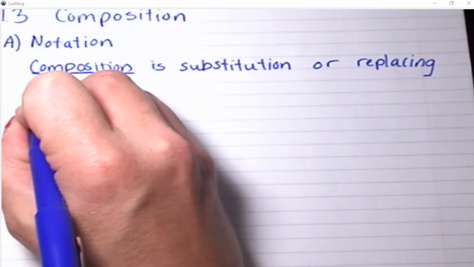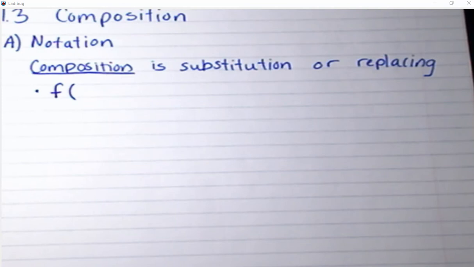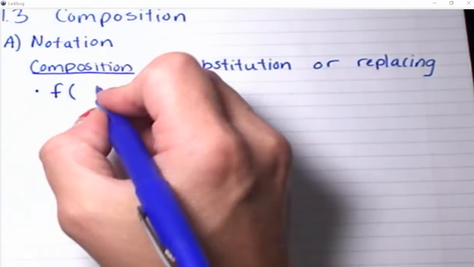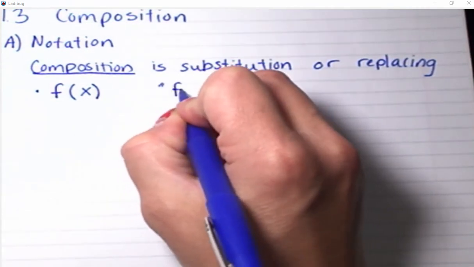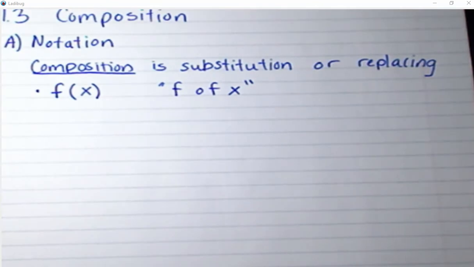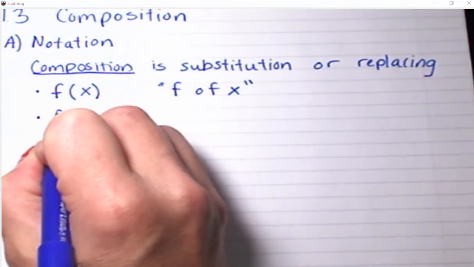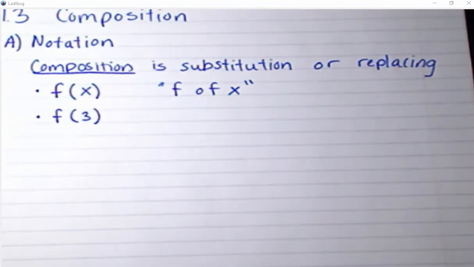Here comes the notation. Or replacing. And I'm going to explain to you how that works. So first we have this. That's your regular old function notation. Okay, f of x. F of x. It's not multiply. That's just how you say it. Okay, so I'm going to say f of 3.